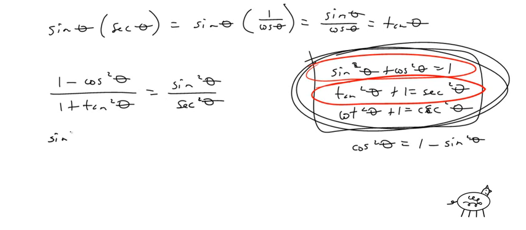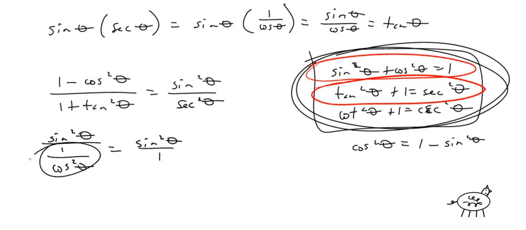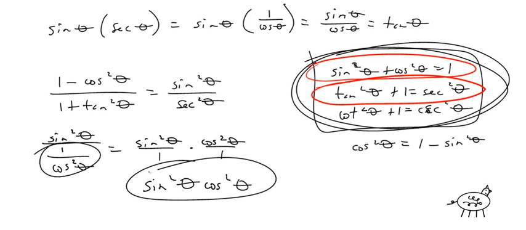So we're going to do sine squared of theta over 1 over cosine squared of theta. So I can write sine squared of theta over 1, and then it's divided by that value. Do you guys agree with that? So it's times the reciprocal. Okay, and then my answer is going to be sine squared of theta times cosine squared of theta, and that's it. That's your answer.